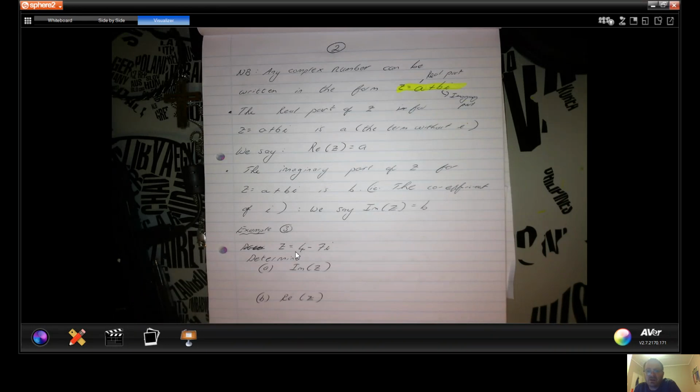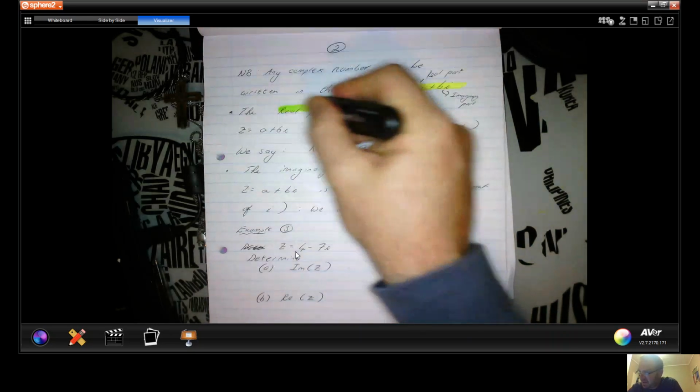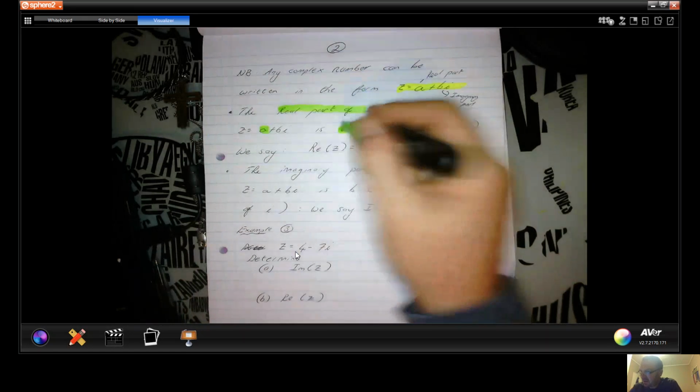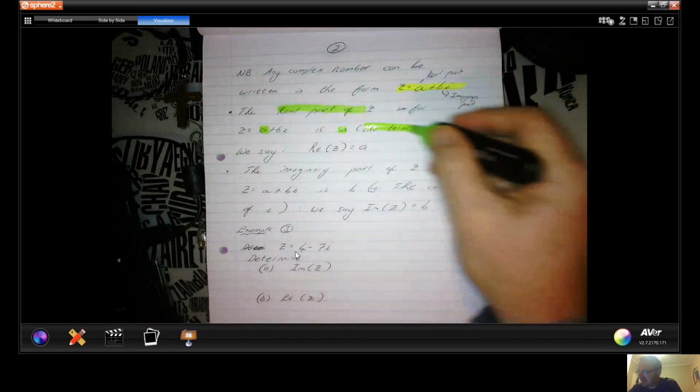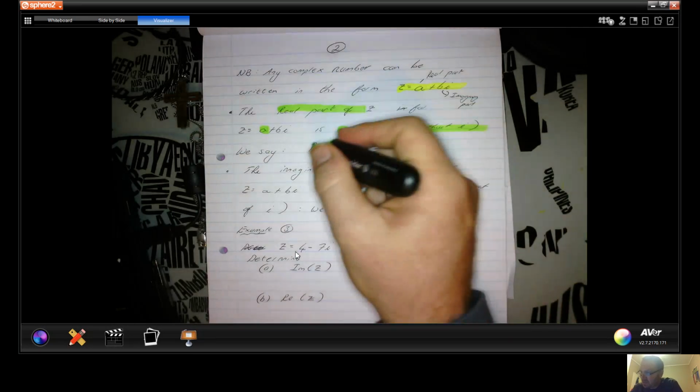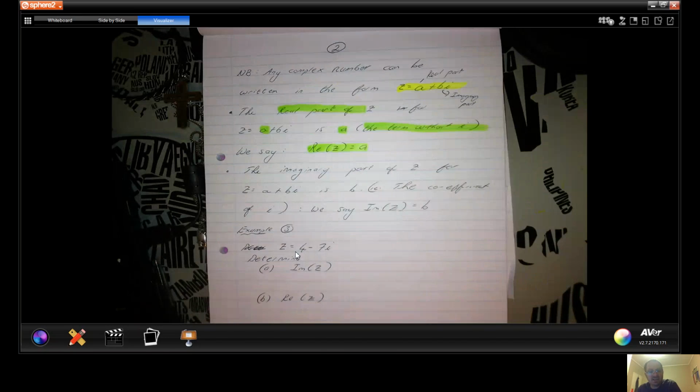Okay, the real part could be 0, the imaginary part could be 0. So the real part of Z, for Z equal to a plus bi, is a. That is basically the term without i. The notation we use is that the real part of Z is equal to a.